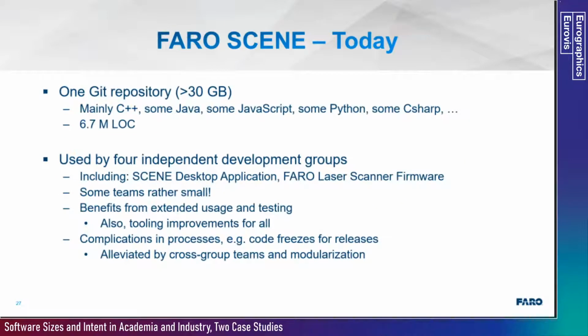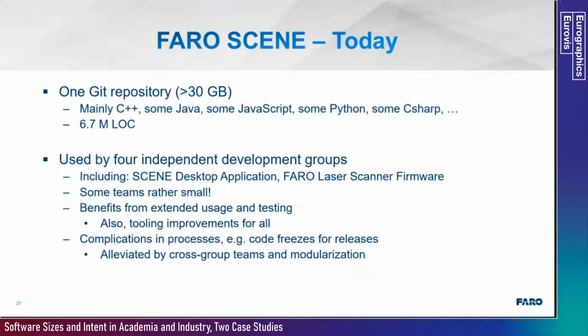But developing a software for 19 years comes with its drawbacks. So we have a rather large Git repository, and that is not because of any binary artifacts or anything. We have basically every programming language in there you can imagine. The source code itself is roughly 6.5 million lines of code. And that's not your average code, that's really complex stuff in there.